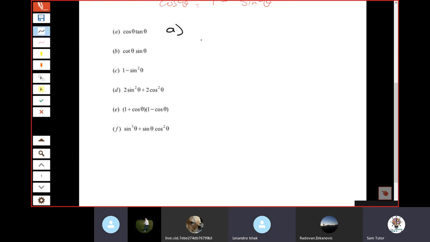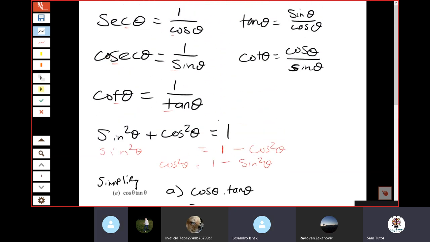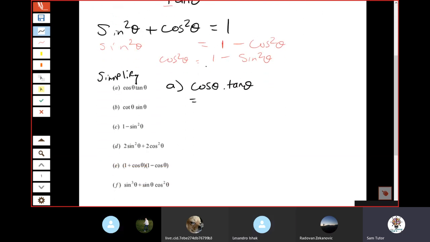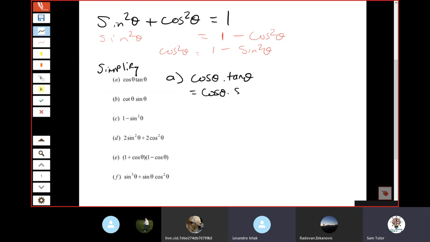A. The question is just simplify right now. So simplify cos theta tan theta. Cos theta times tan theta. Well, what do I know about tan theta? What is tan theta equal to? Sine over cos. What am I allowed to do with the cosines? Cancel each other out. So we get sine theta. Lisa, that was easy.